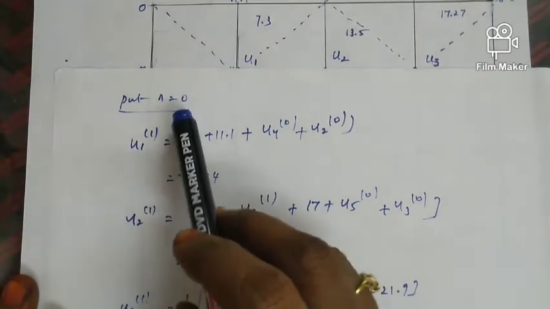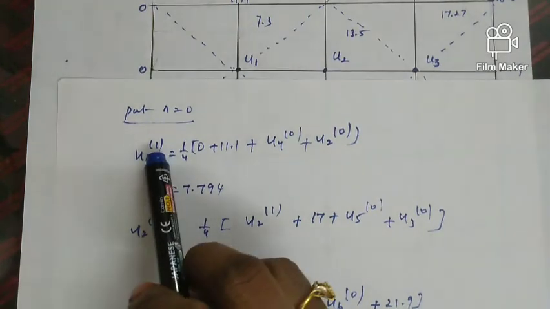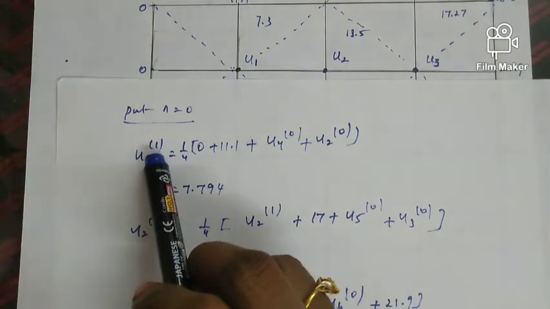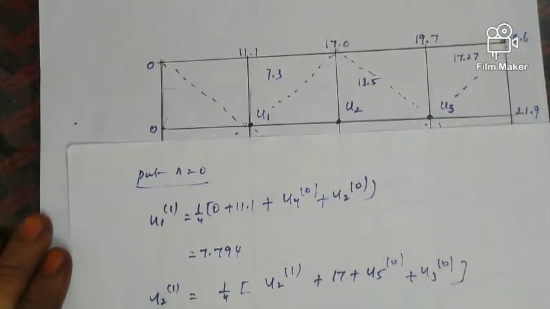So for the first iteration, put n equal to 0. So we can get u1 of 1, that is the first iteration, n plus 1. So n equal to 0, we can get u1 of 1, that is equal to 1 by 4. Look at the diagram, u1.